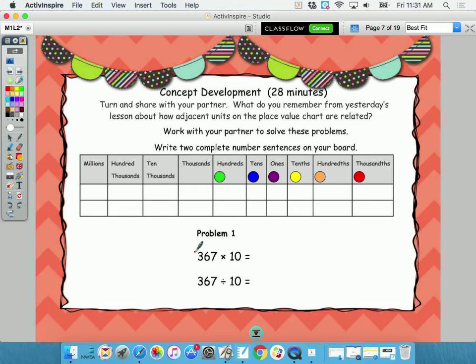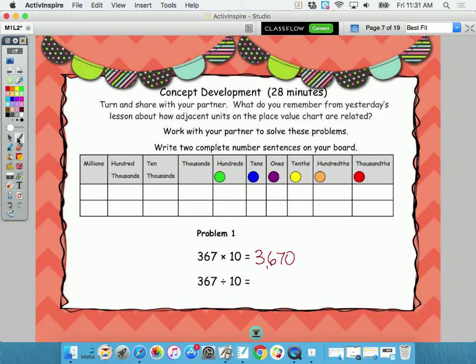And so if I just add a 0 to the end, what's this number right here? 367. If I just add a 0 to the end, what is my answer? 670, okay? And if I would have put that on the place value chart, I would have got the same answer, okay? Now, who remembers the trick of division?